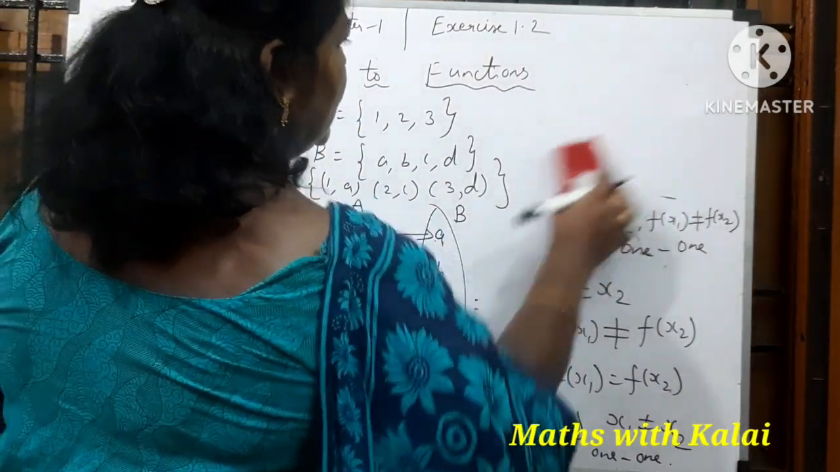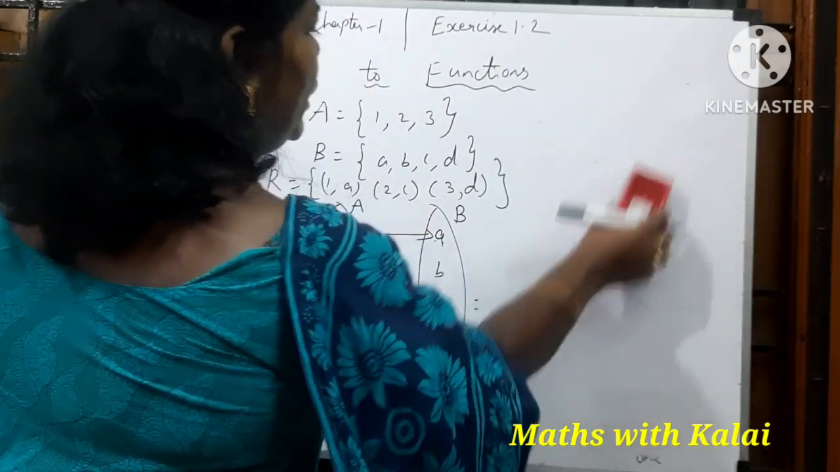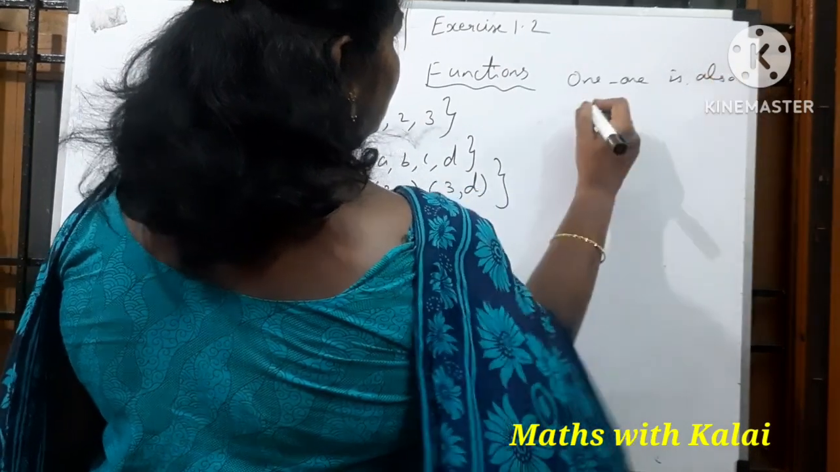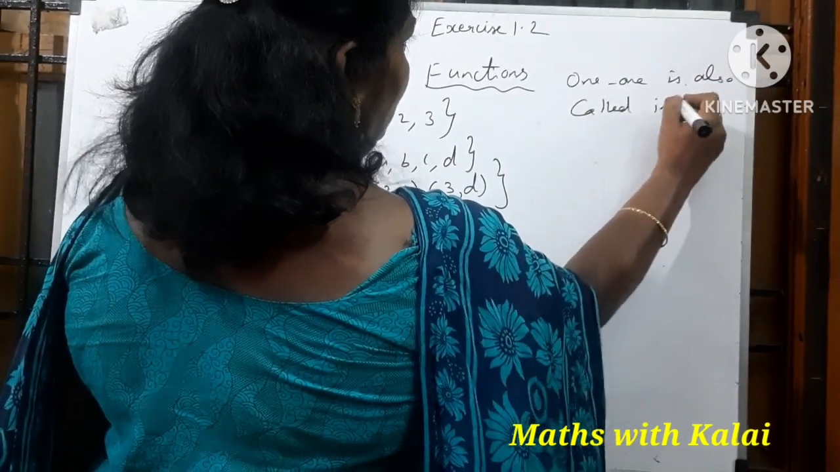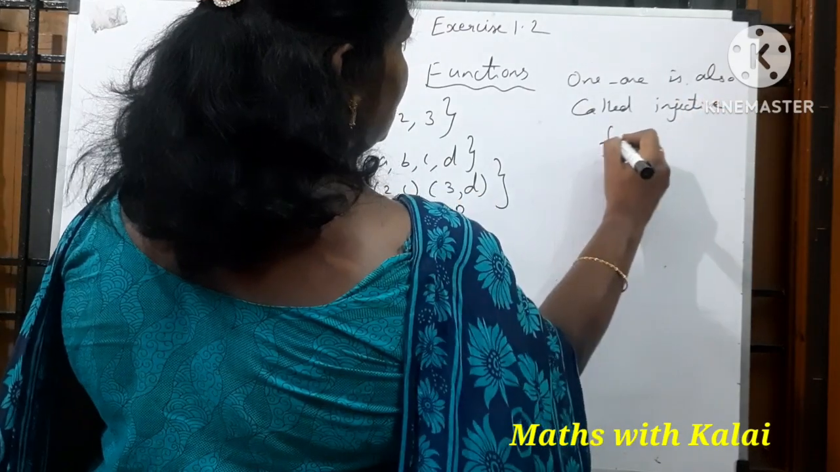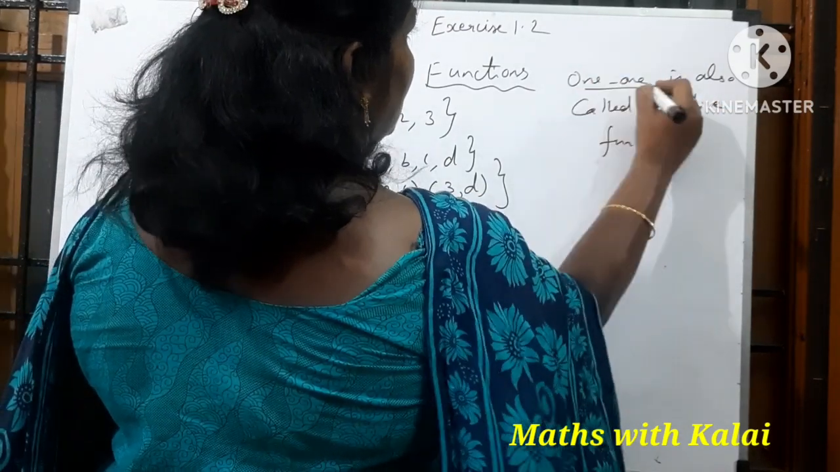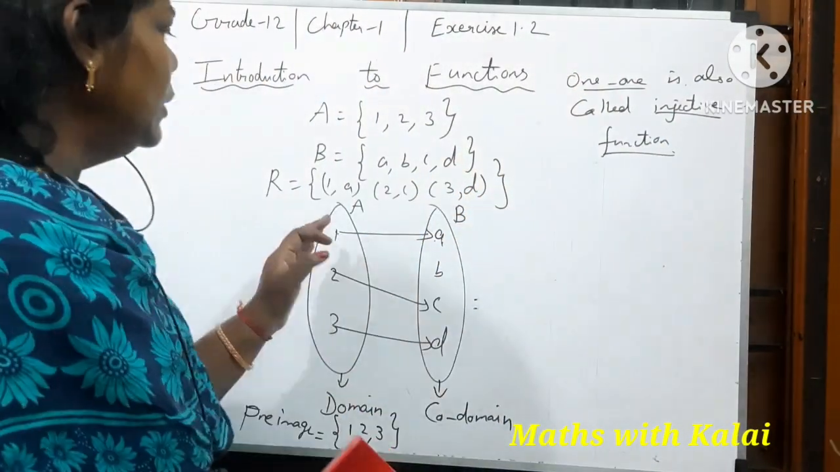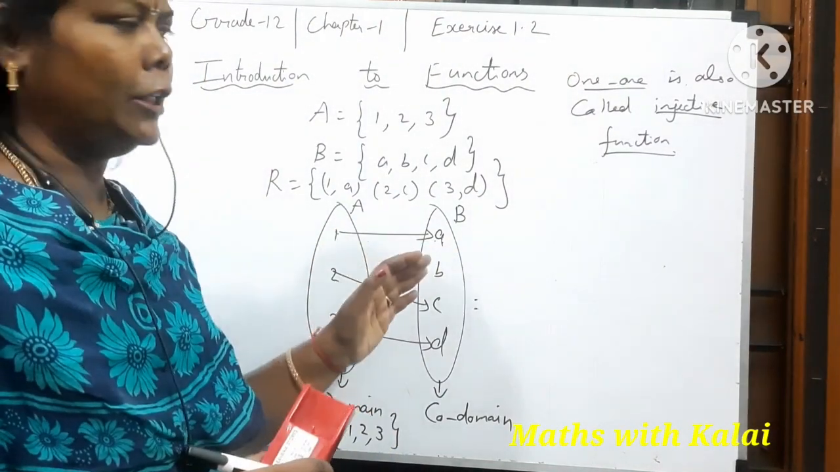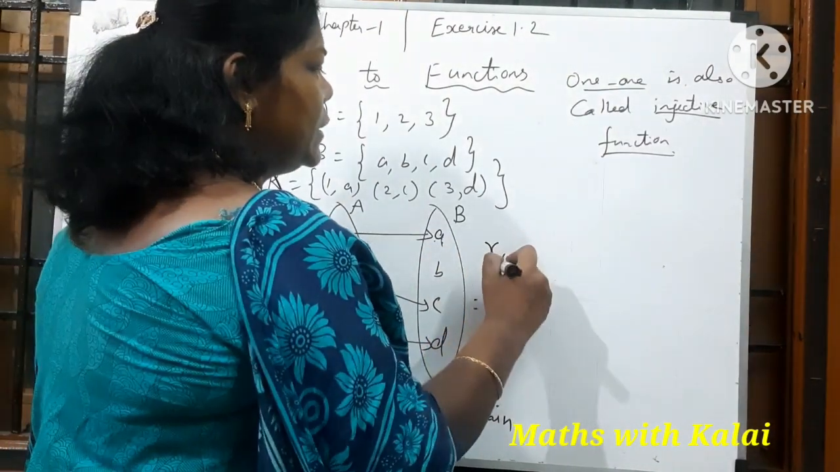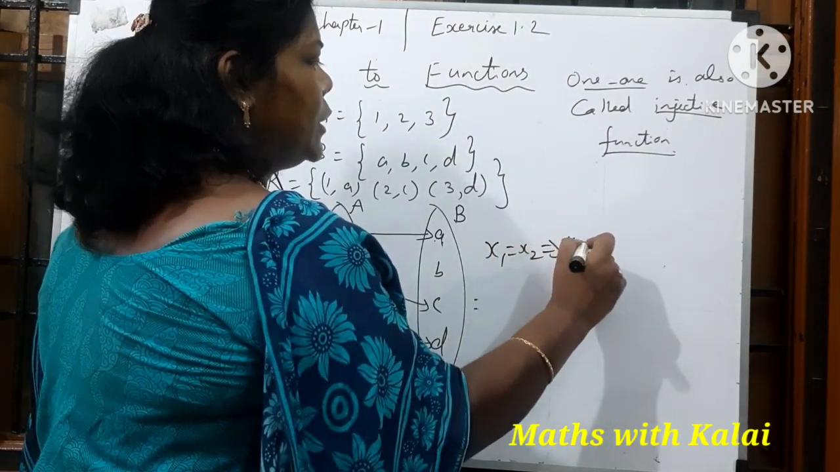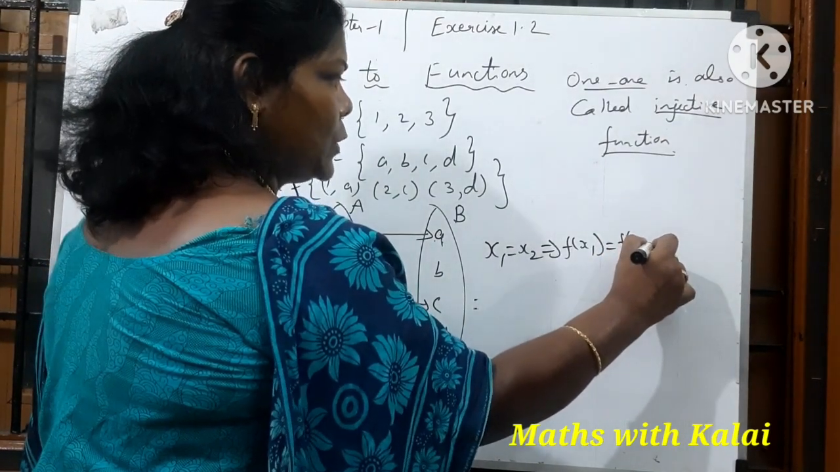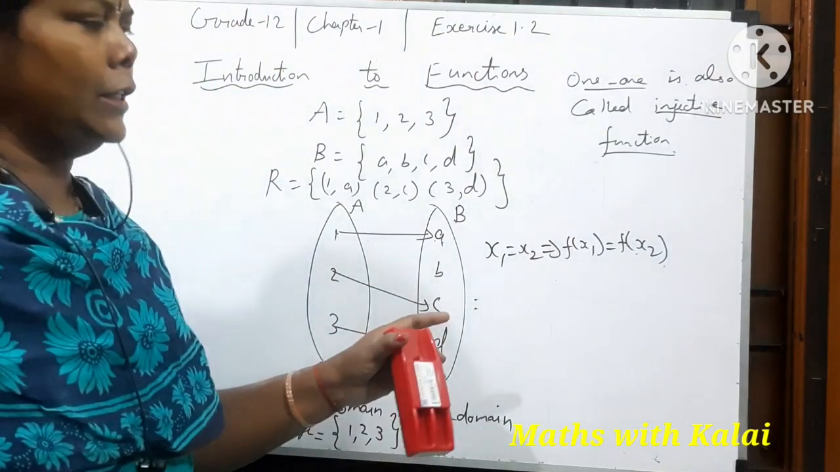Next we are moving into the next definition, which is onto. The other name for one to one is injective function. One to one function is also called injective function. So if asked to prove the given function is injective, you have to prove the one to one condition only. One element should have only one image, that is called one to one. Theoretically, if x1 equal to x2 implies f of x1 equal to f of x2, in that case you need to get x1 equal to x2.